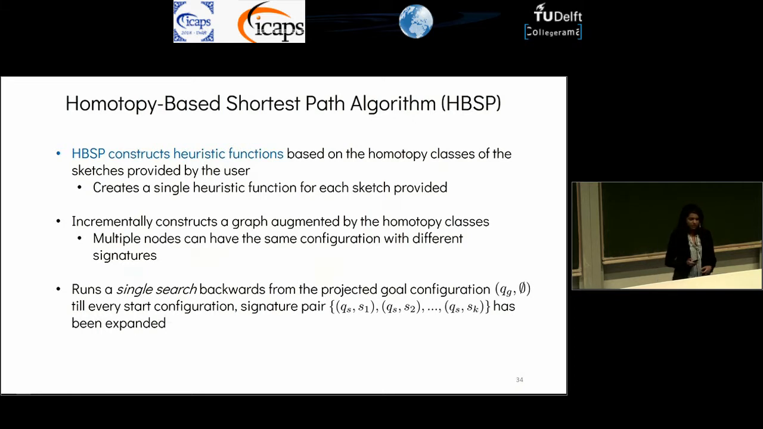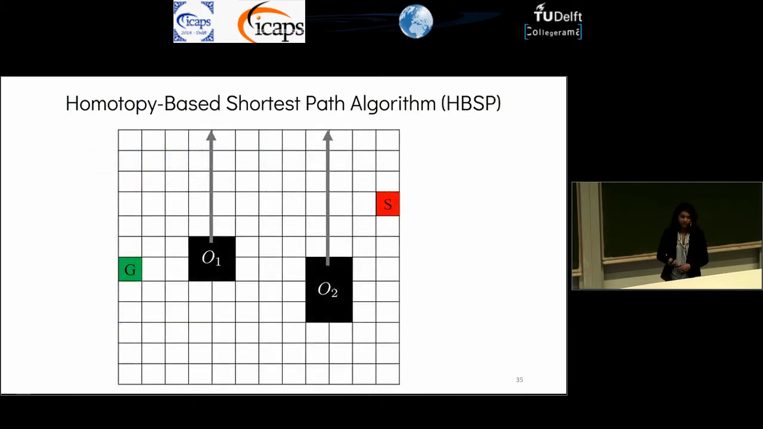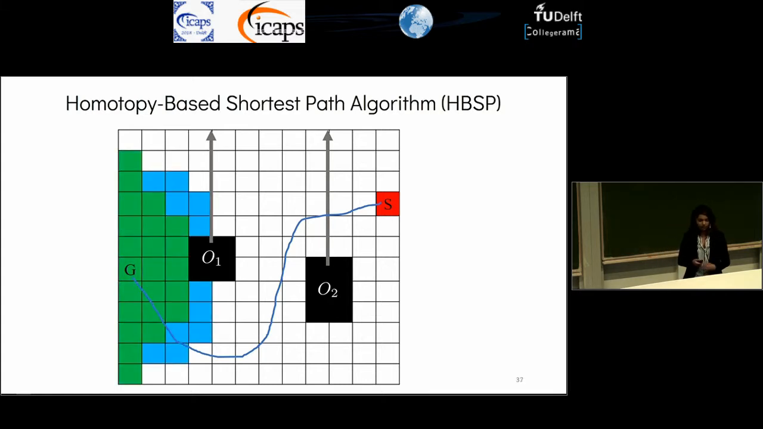So let's see how HBSP works on a simple 2D example where we have obstacles O1 and O2, and our goal configuration and start configuration. The user provides us this path, and this path says to strictly go beneath obstacle O1 and then over obstacle O2. So we begin our search just like a Dijkstra search. And here the colors represent the heuristic values. Green is the lowest heuristic value and then blue is slightly higher.